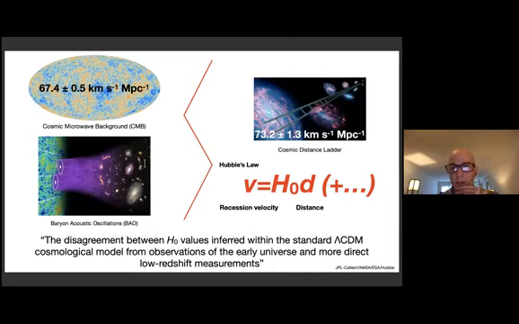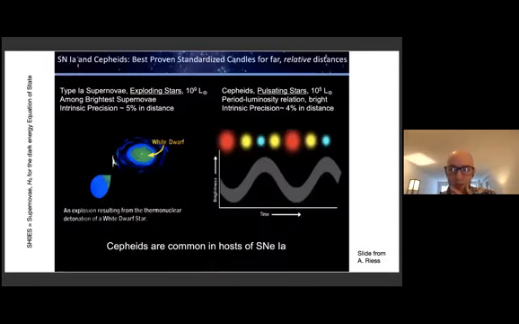So I'll go through each of these observations, and then in the second part of the talk, I'll turn to the question of how modifications to the cosmological model might be made to reconcile this disagreement. So I'm going to start with a few slides from Adam Riess, who is the PI of the SHOES program.